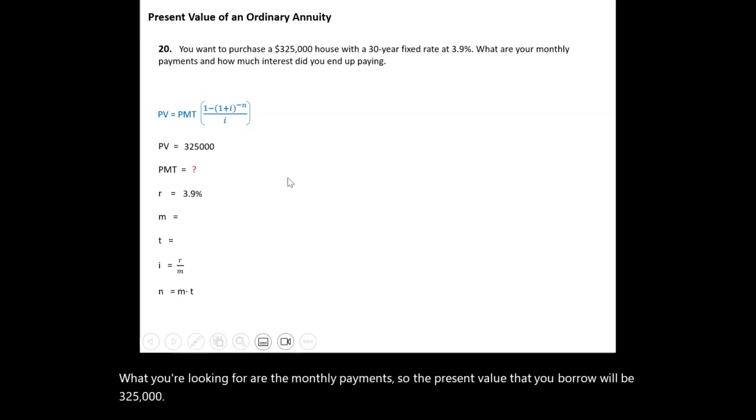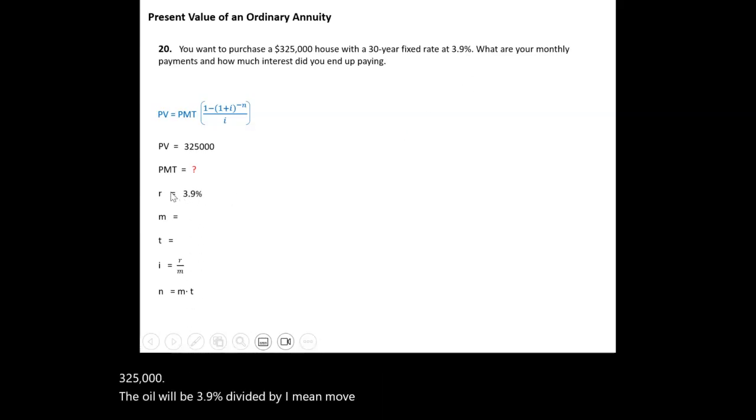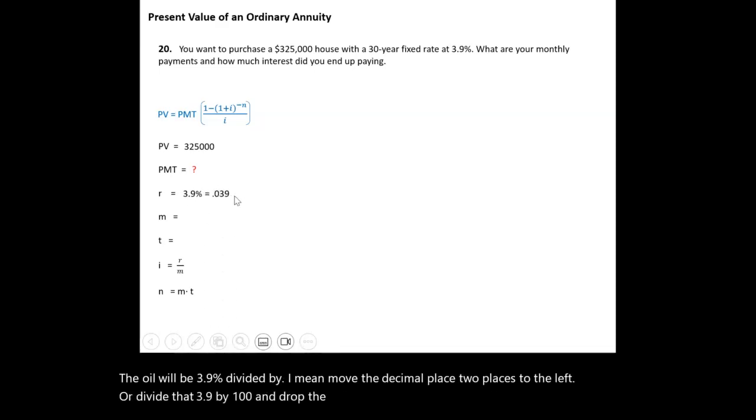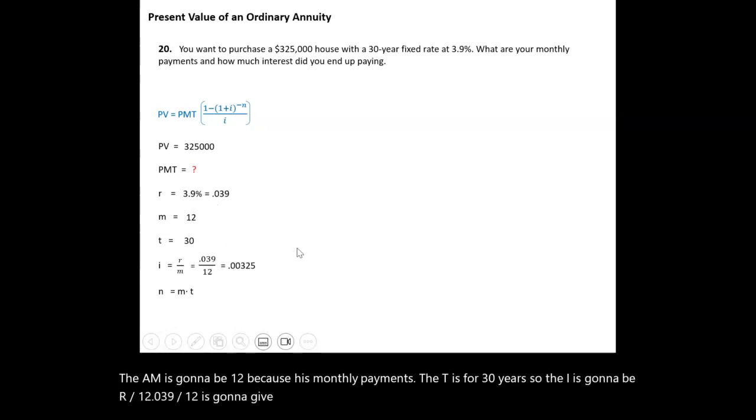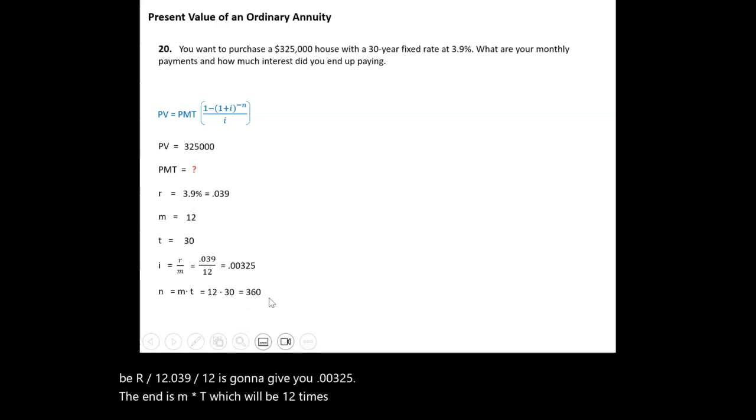The R will be 3.9%. Divide that 3.9 by 100 and drop the symbol, and it's going to give us 0.039. The M is going to be 12 because it's monthly payments. The T is 30 years. The I is R divided by 12, so 0.039 divided by 12 gives 0.00325. The N is M times T, which is 12 times 30, and that'll be 360 payments.